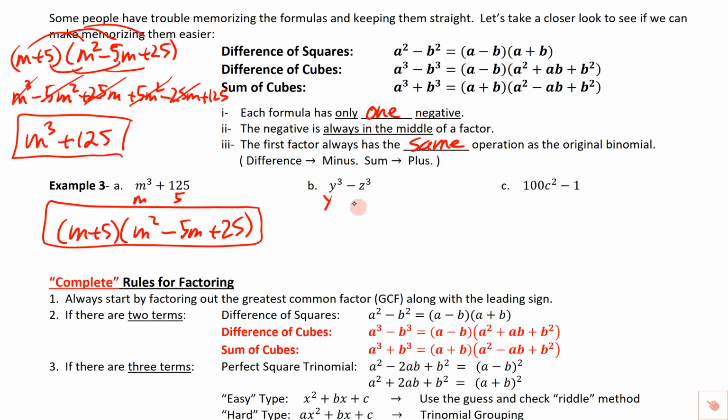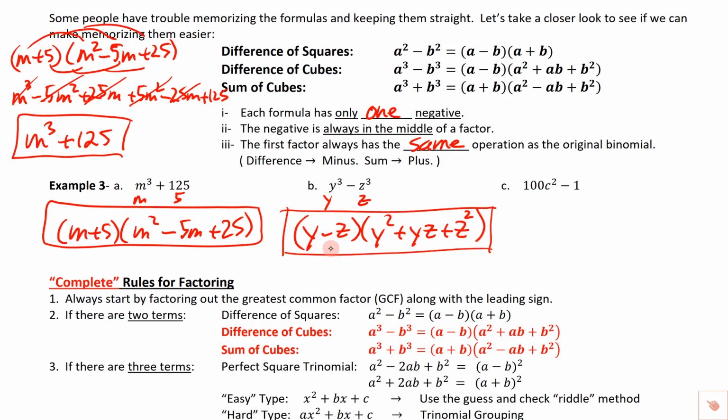This is a perfect cube of y, perfect cube of z. It's a minus, so I'm going to write a minus in the middle of the first one. And then I'm going to write the first one squared. I'm going to put the 2 of them together and multiply them, so that's going to be yz, and then it's going to be add the z squared. And then you'll notice that these last ones always end up being positive. Again, the minus goes in the middle of the first one. Everything else is positive. We only need one negative in each one of the formulas.